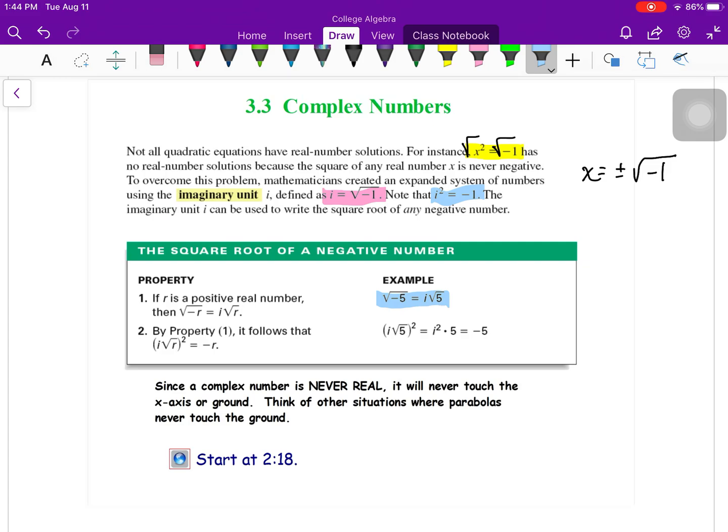The square root of -5 should equal i square root of 5. If I have the square root of -5, that is the same as the square root of -1 times 5. We just learned that the square root of -1 is i, so I can take this out of the radical and put an i in front. So I have i square root of 5.